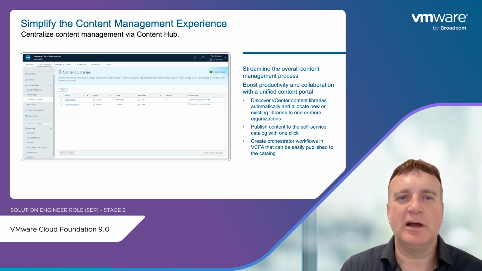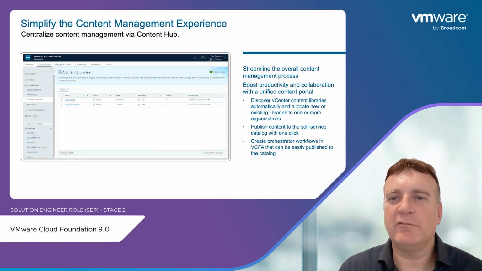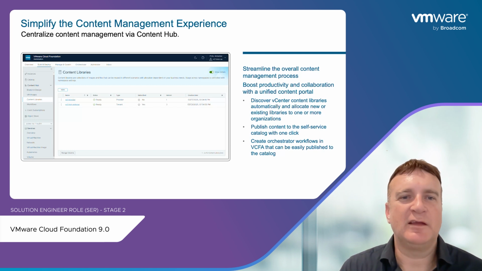With VCF9, we consolidate content library management with VCF Automation by connecting to all the vCenters to discover all content libraries. This process allows the IT admin to allocate a content library to one or more organizations. VCF Automation automatically synchronizes these libraries with the vCenters in the background.